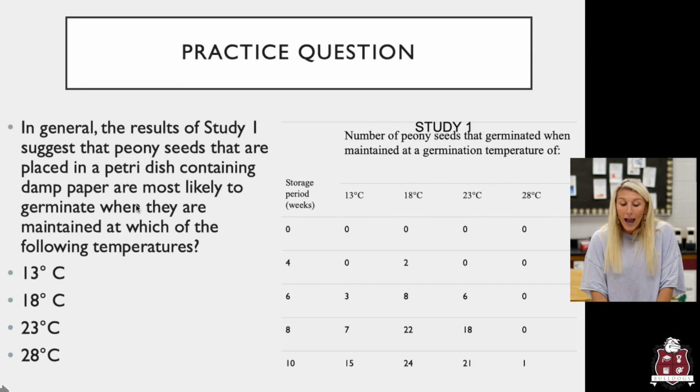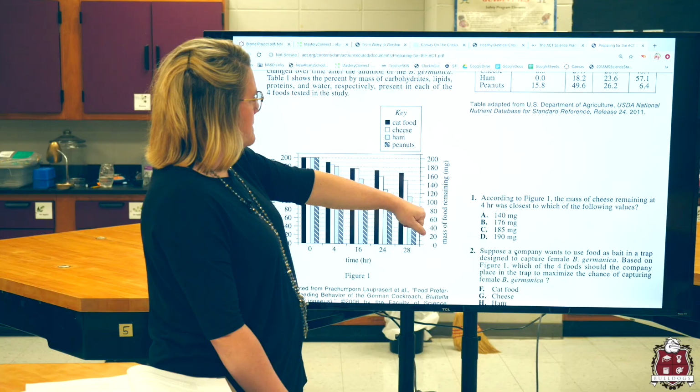We want to know at which temperature are the most seeds going to germinate. And this table is laid out for us. It says the number of seeds that germinated. And if you look at these temperatures over 10 weeks, just look at the table, which temperature produced the most amount of seeds that germinated. And you will see very simply 24 is the largest number here. So at 18 degrees Celsius, that would be the temperature that the most seeds germinated. So that would be choice B here.